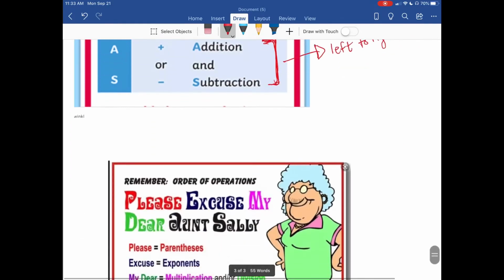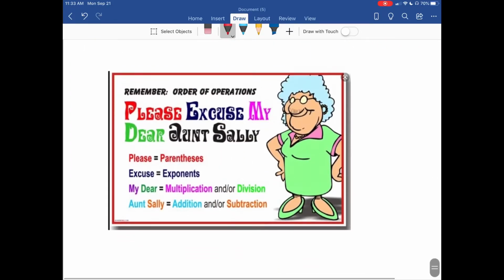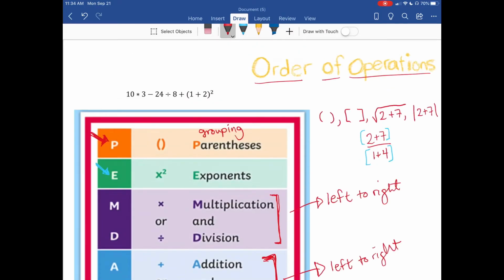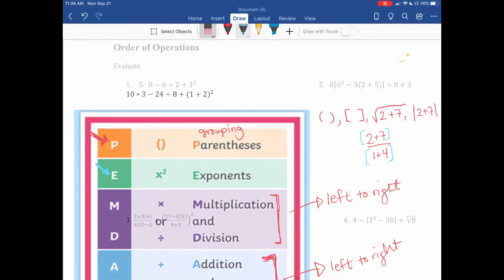So PEMDAS, you may have seen people refer to as: Please, that's the P, excuse, the E from exponents, my, multiplication, and dear, division, Aunt, addition, Sally, subtraction. Please excuse my dear Aunt Sally. Okay, so what I'd like to do are just a couple of quick problems with you so that we can get this down. And then you're going to also use Desmos for this, but you're going to need to know how to do them all.